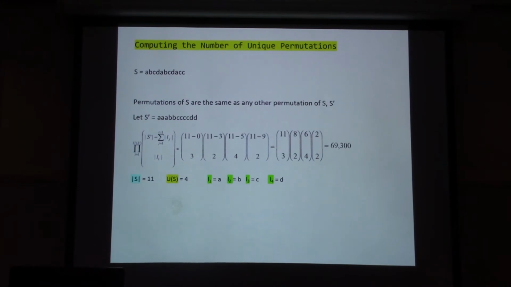By the time I get to the D's, which are the last characters, I only have 2 spaces left and 2 D's, so it's going to be 2 choose 2, which is going to be 1. And when I multiply it together, I get 69,300. That's a lot less than 11 factorial, which would be over 37 million. So 37 million, now we're down to 69,000. So these are unique permutations.